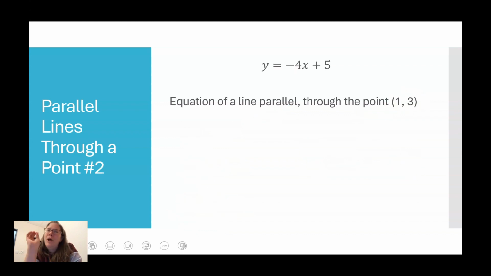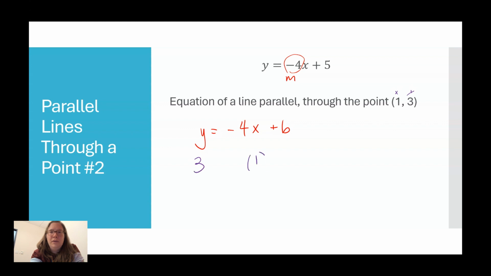All right, so we already looked at -4x plus 5. Let's use that as our slope since we're parallel and we're using the point (1, 3). y equals -4x plus b. We need to make sure it goes through this point, so we're going to put in these for x and y, 3 and 1. Let's keep going.